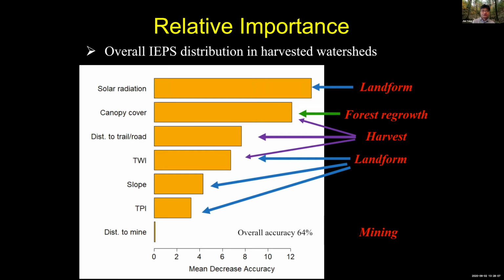Sure, solar radiation is a reflection of the topography effects, and the canopy cover is a reflection of the forest regrowth. But we can also argue that the harvest is the underpinning driver of the spatial variability of the canopy cover in the harvest watersheds. Different areas would have different harvest intensity at the microsite scale, and that is also the reason why the canopy cover is showing as an important variable in determining the spatial pattern of IEPS. So overall, we would say that the landform, forest regrowth, and harvest are the important factors controlling the overall IEPS distribution.